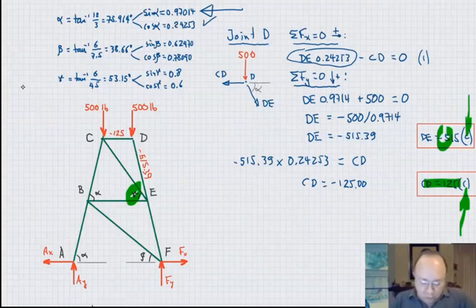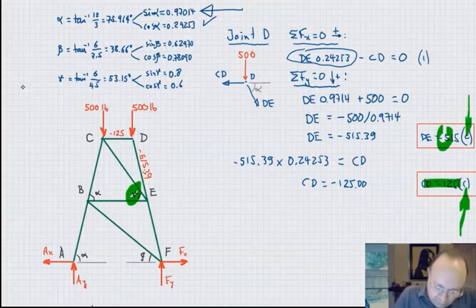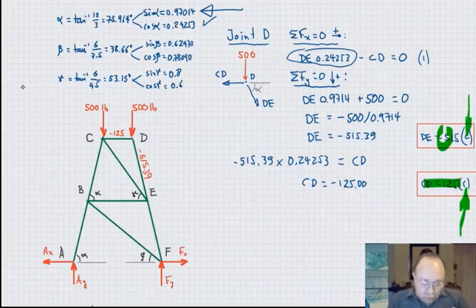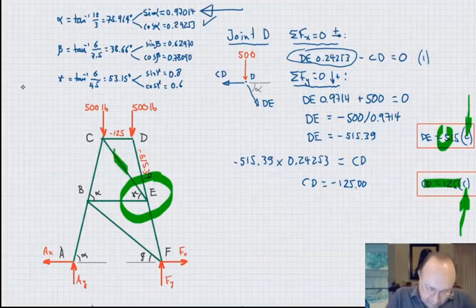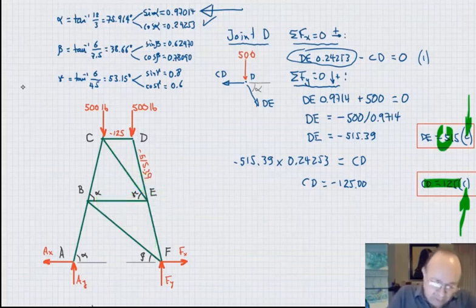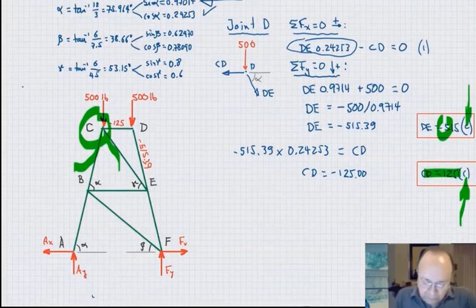So what joint can we do now? Remember, we have to do joints where you have two or fewer unknowns. So can we do joint E? We cannot do joint E because we have three bars, three unknowns: 1, 2, and 3. So we cannot do that one. The one that we are going to do now is C, because we only have to announce CB and CE. So let's go for joint C.